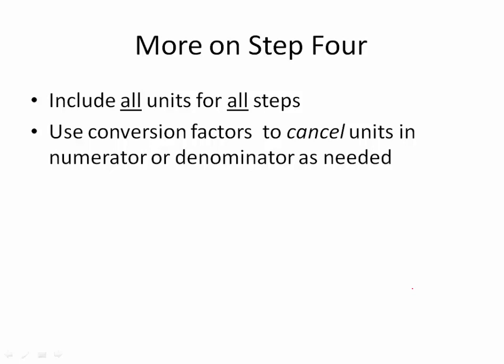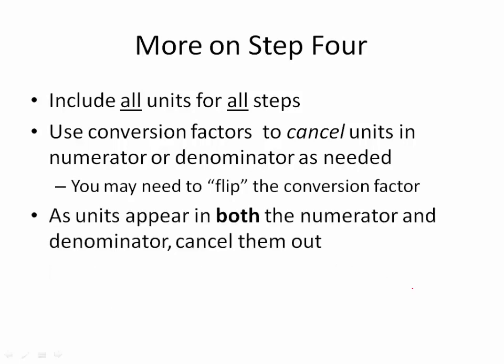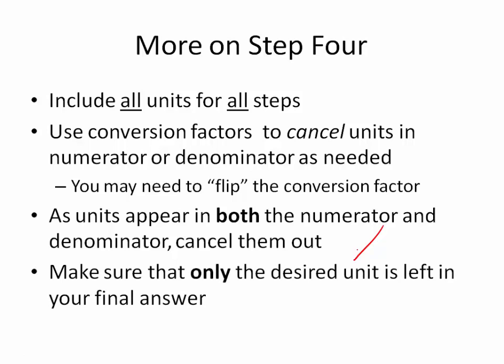So remember, if you have a unit in the numerator, the way you get rid of it is by putting the same unit in the denominator of the next fraction. Remember, you might need to flip the conversion factor. When units show up in the top and the bottom, cancel them out. And I like to mark one line through it so you can still see it, but you know that it's gone because you canceled it. And make sure that the only unit you have left at the end is the one you wanted. If you end up with too many units at the end, you probably made a mistake, and you need to go back and check your work.